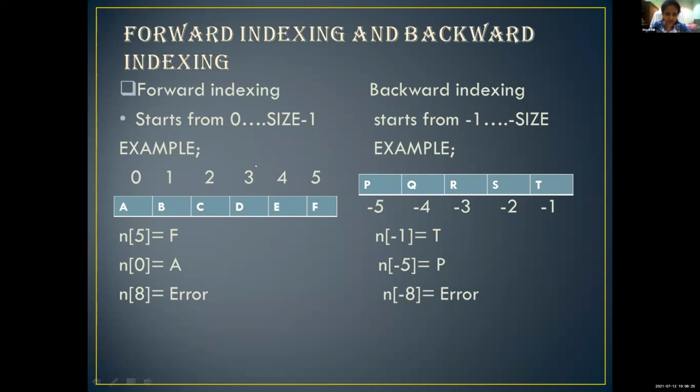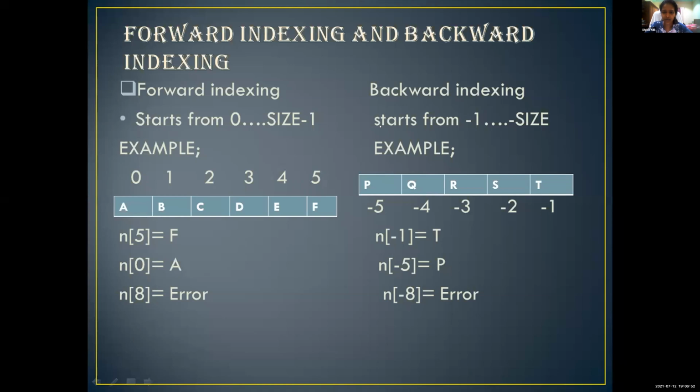So if you want to access any of these values, we should write the index value. That is, if you write n of 5, the value which is here is f. So the output will be f. And if we take n of 0, the value under 0 is a. And if you write any value which is not present, like n of 8, since the largest index is still 5 here, it will say error.